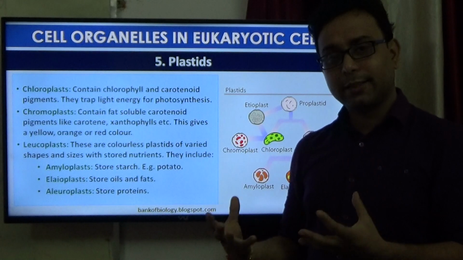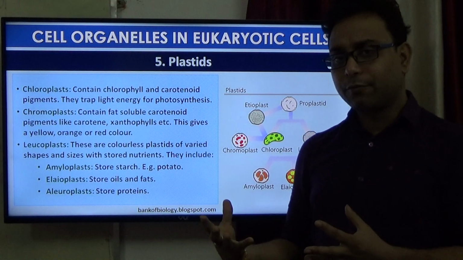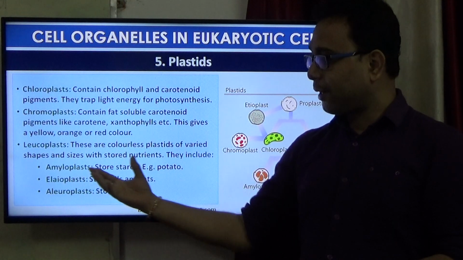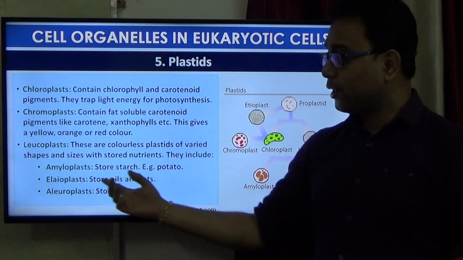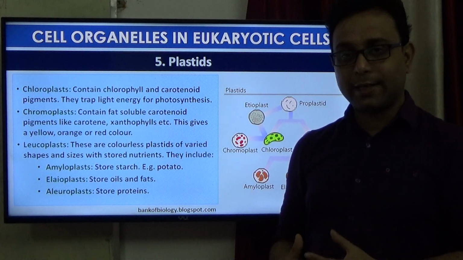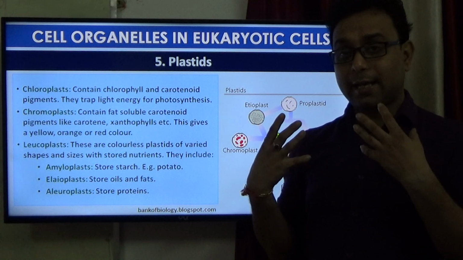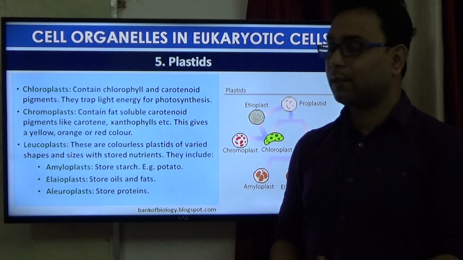Amyloplasts are colorless, but what is their main function? They store food material. But what type of food? According to it, we classify the leucoplast. Amyloplast stores starch; in potato you can see it. Elaioplast stores oils and fats. On the other hand, aleuroplast stores proteins. According to the substance which is stored, we classify the leucoplast.